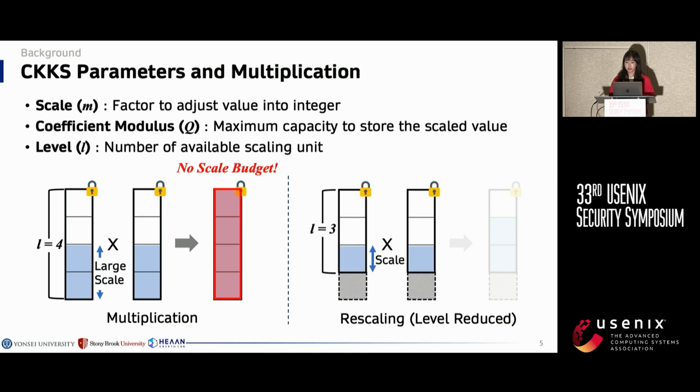To use the scale capacity efficiently, we reduce the level from 4 to 3 before multiplication. Lowering the level is like dividing the scaled value by the scale unit. Then, reducing the level allows more multiplications.